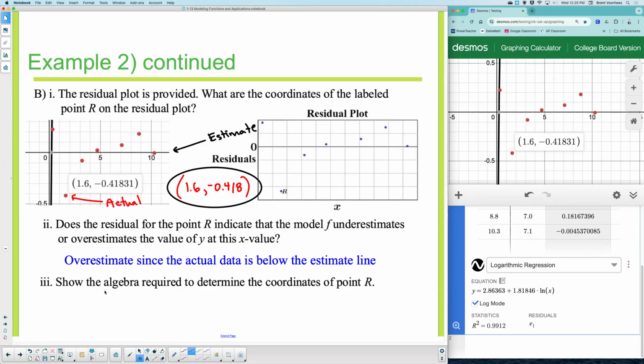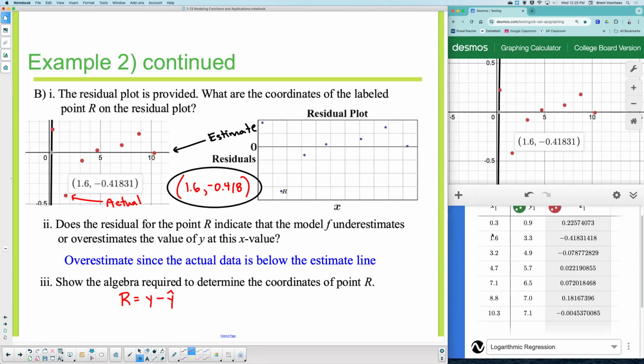Okay, it says show the data or show the algebra required to determine the coordinates of point R. So here's how you would find those. The residual point is equal to the actual minus the predicted. Y'all remember that? Actual minus predicted. This R value is, the data is 1.6. On our table, did we have 1.6 listed? Yes. The actual data for when we have an x value 1.6 is 3.3.